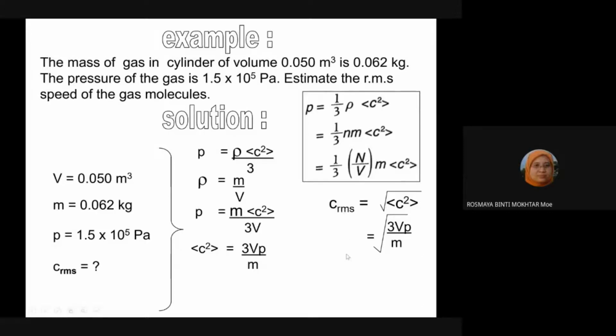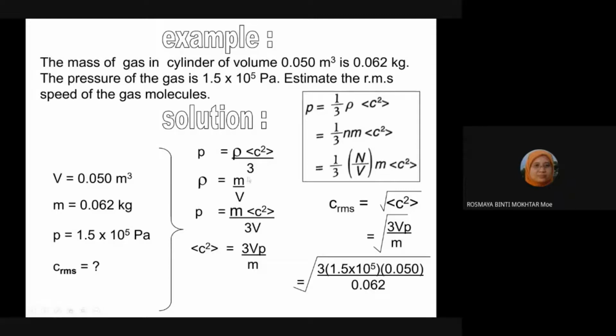Understand? Any problem before we substitute the values? Any problem here? No? Okay, now we substitute the value of volume and the pressure and the mass, the mass of the gas.